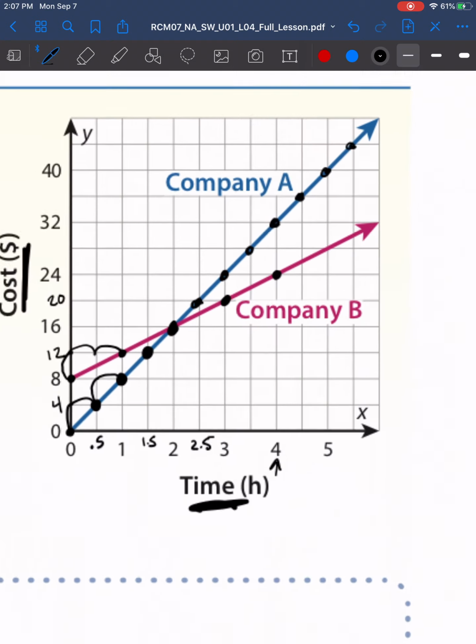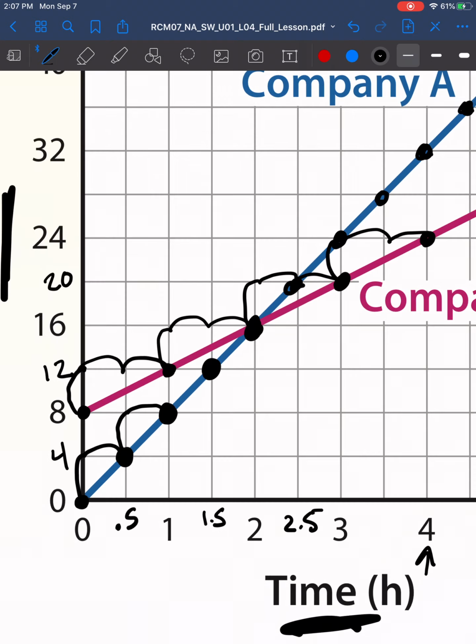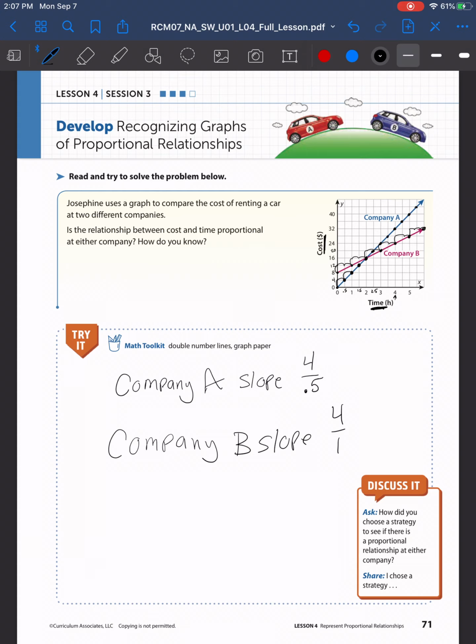Okay. Now, is that constant for company B? Can I go up 4 over 1, up 4 over 1, up 4 over 1 each time? Basically, you want your stairs to look constant. They shouldn't all of a sudden jump up, boom, boom, boom, right? It wouldn't make sense for the line to skyrocket that way, okay? If it's constant, it'll just stay the same. Yep, it looks like they're both constant. So, is the relationship between cost and time proportional at either company? Yes. How do you know? Because I could find the slope of each of these, and each of our dots landed on the slope.